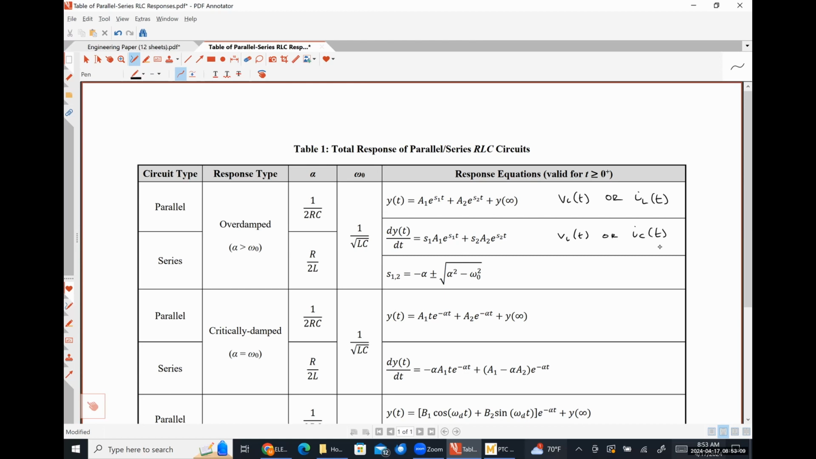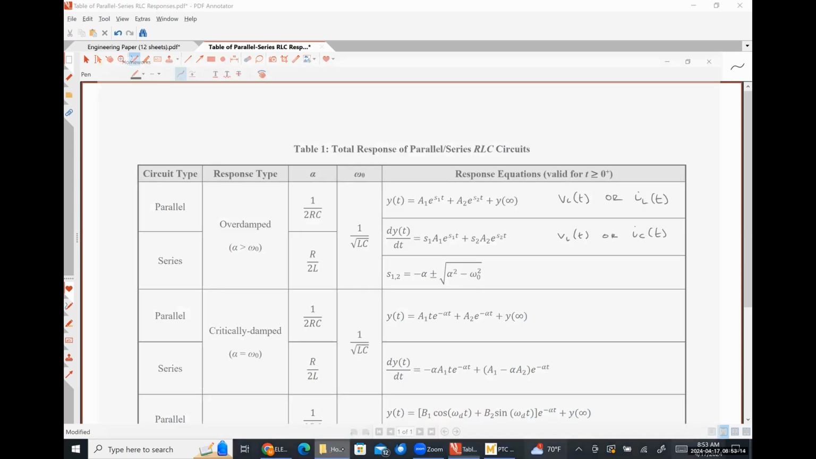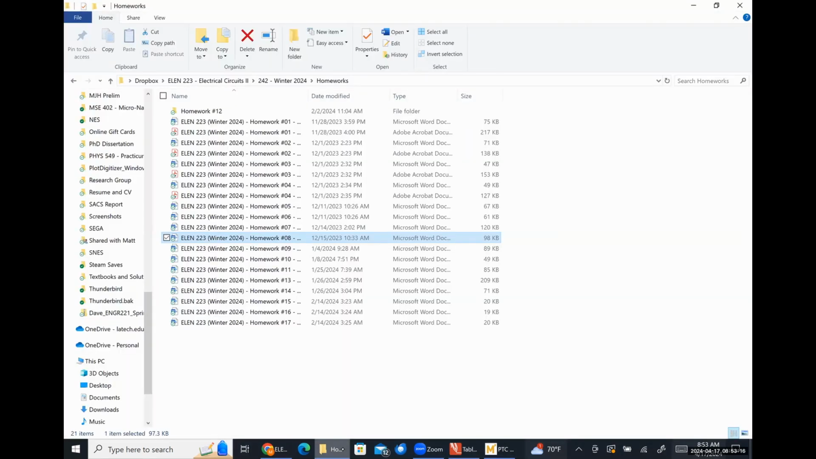So let me explain what I mean by that by looking at your homework set things here. Let me see. Let me just open up this. This is from winter, so that should be fine. Open the damn file.